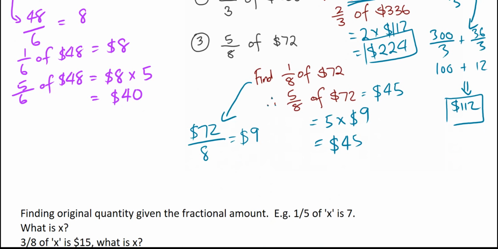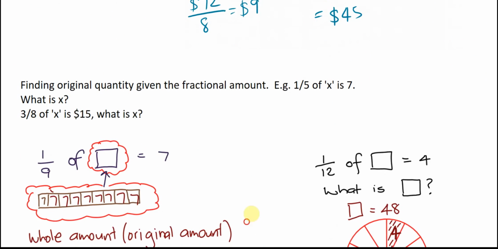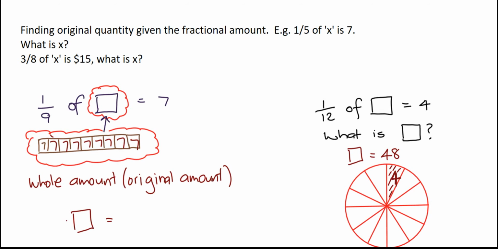Now let's move on and look at finding the original quantity. So we have questions like this here. What is 1/5 of x is 7. So it's like we've found the answer and we want to find what the starting quantity is. So what is x? Or another example here. 3/8 of x is $15. What is x?